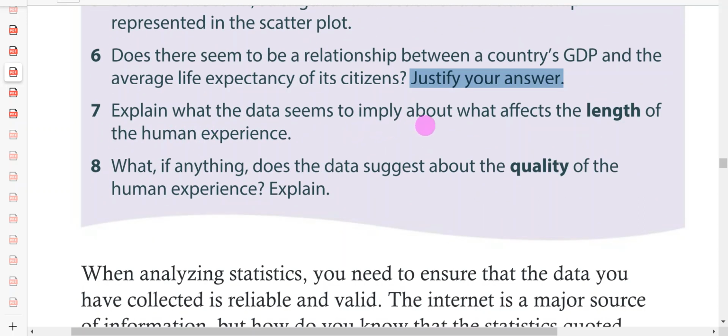Explain what the data seems to imply about what affects the length of the human experience. So this is looking at our global context of identities and relationships. So what do you think it's getting at? Explain what the data seems to imply about the effects on the length of the human experience. And if anything, does the data suggest anything about the quality of the human experience? Do you know what they mean by that in terms of your global context? What do you think anything to do with human experience might be related to?